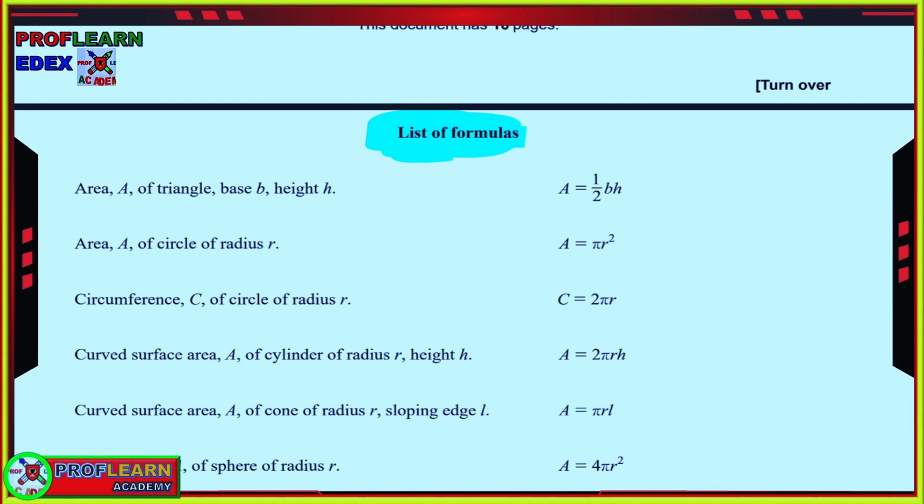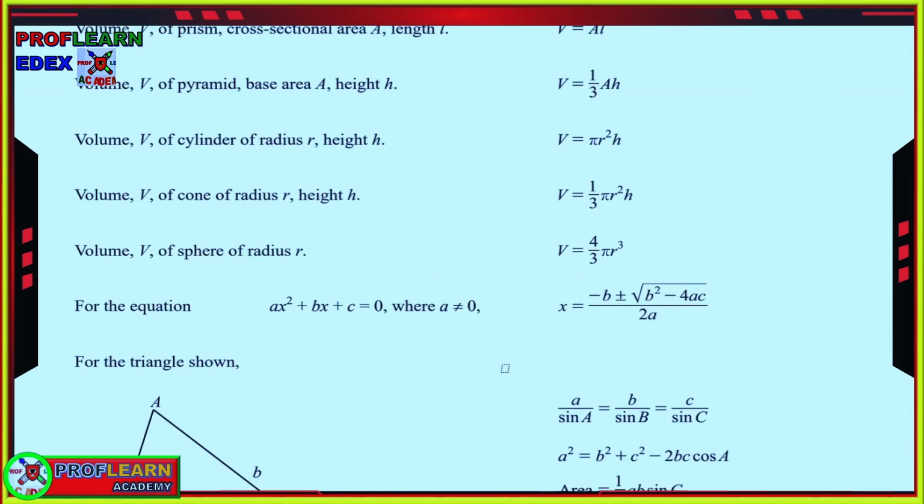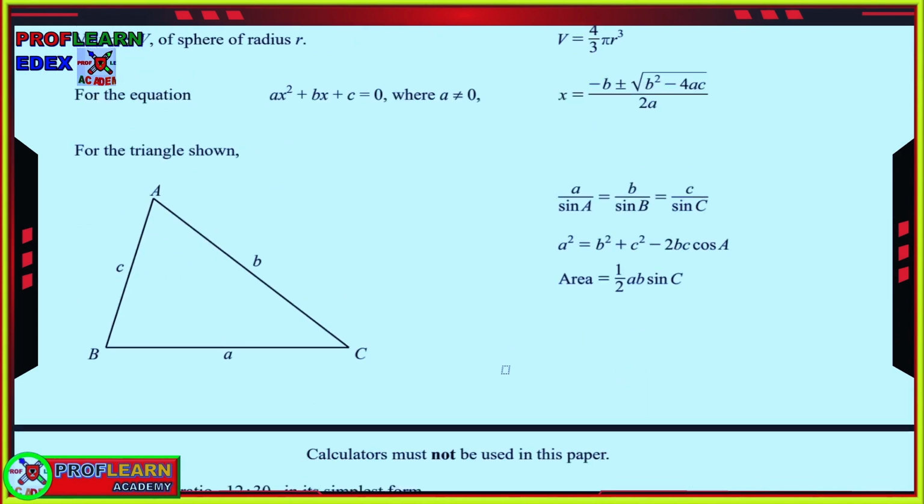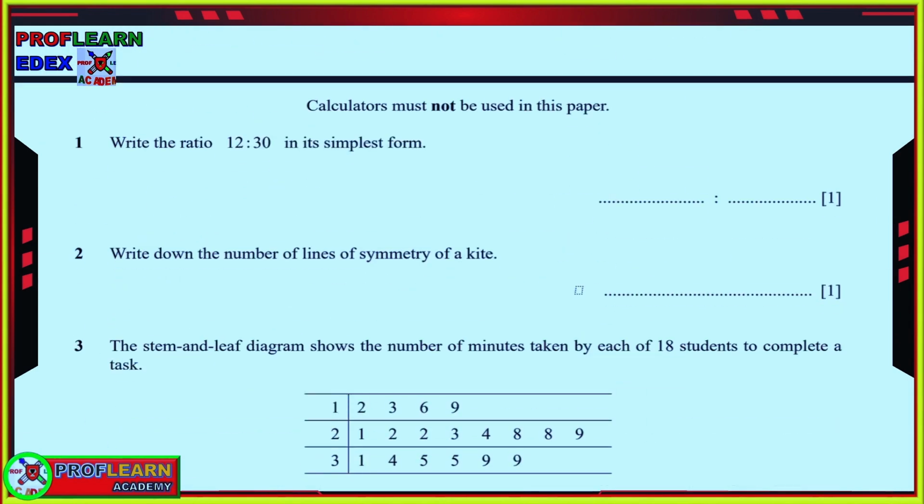Here you are going to be provided with different formulas: area of a triangle, area of a circle, circumference of a circle, curved area of a cylinder. These are some of the formulas that you'll be given. Remember, you will be having the quadratic formula. You'll be having the cosine and sine rule.